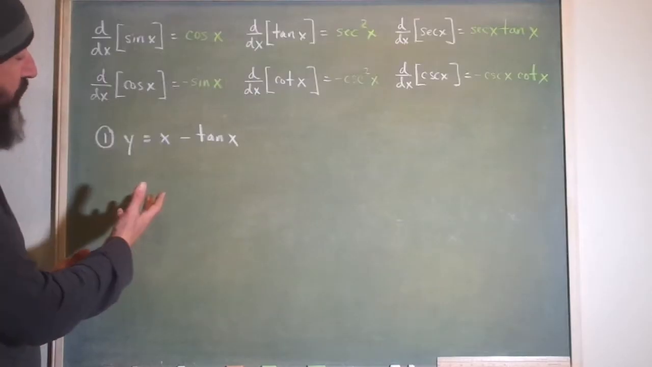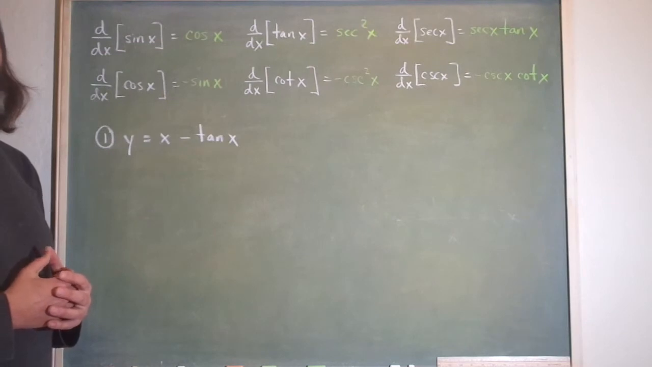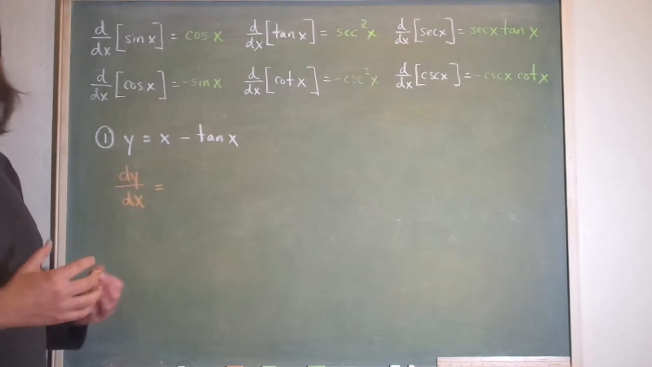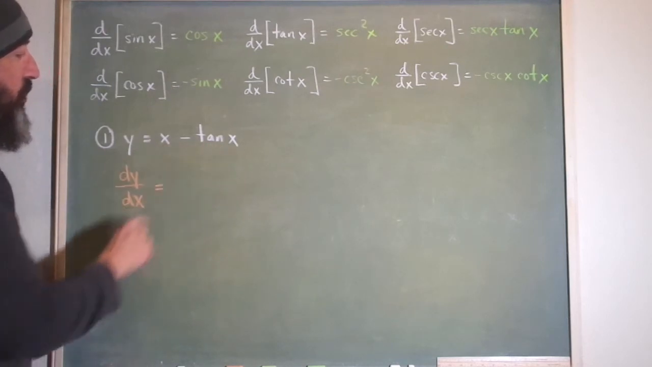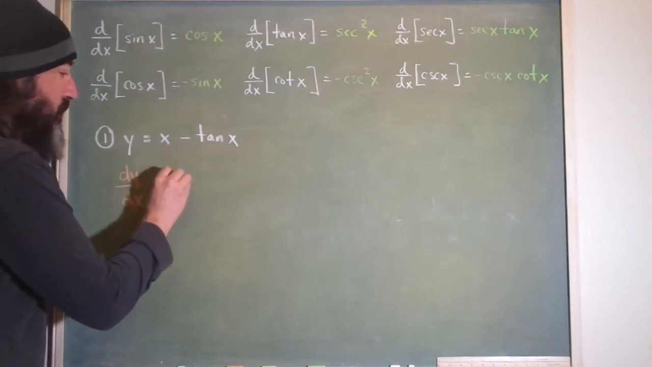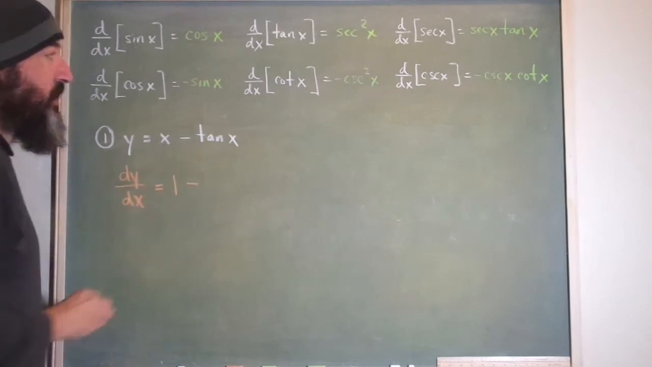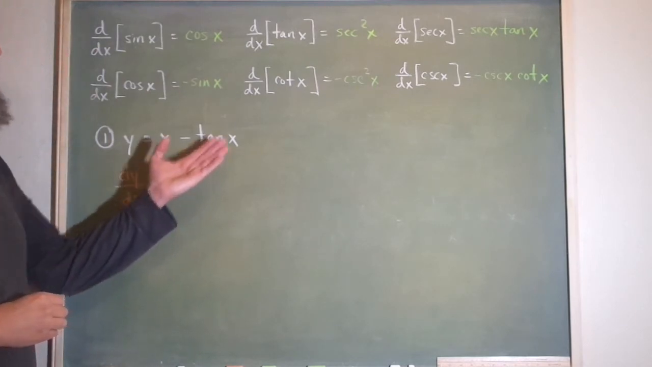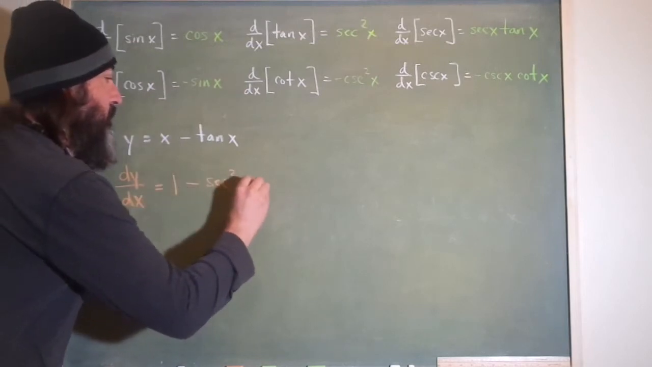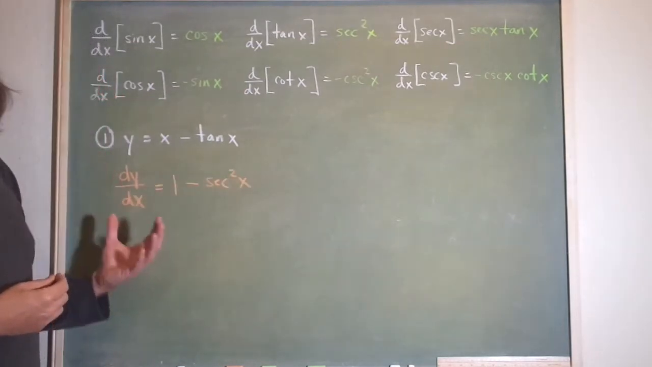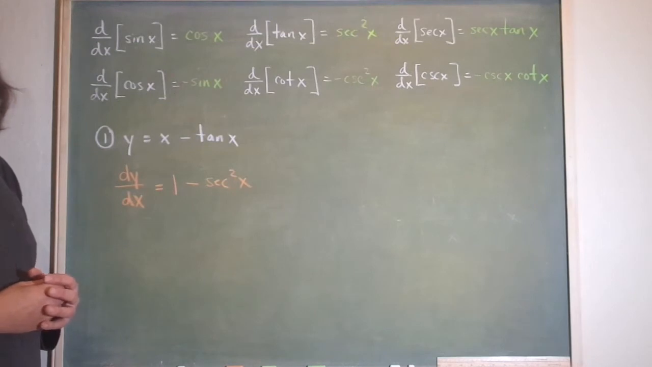Let's take a look at example number 1, where I'm asked to find the derivative of y equals x minus tangent x. This should be pretty simple because it's broken up into 2 pieces with a subtraction symbol. So the derivative of x, of course, is 1, and then I'll just subtract the derivative of tangent, and the derivative of tangent is secant squared x. My derivative is 1 minus secant squared x.